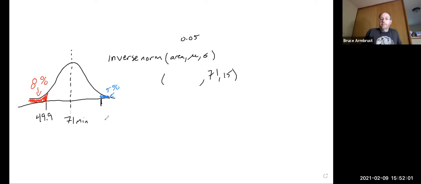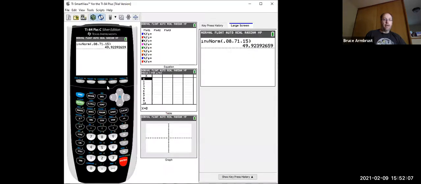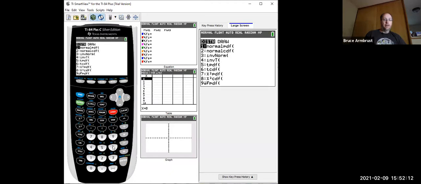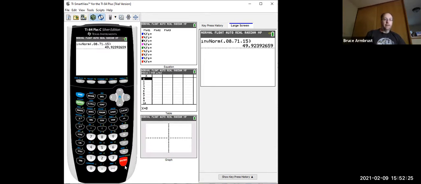Well, I'll tell you what, let's try it. Let's go back to the calculator, and we're going to run the exact same thing. So we'll go distribution, number 3 for inverse norm. But this time, let's put in 0.05. Keep the same mu and the same sigma. So we'll just hit enter a couple times, do its thing, and we get 46.327.